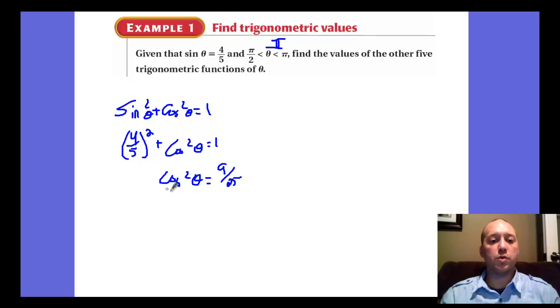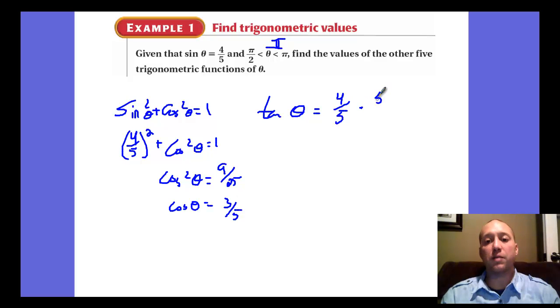I can square root both sides, so I find cosine of theta is equal to 3/5. And so I can use this ratio along with our sine to find our tangent. Our tangent value is just sine, which was 4/5, divided by cosine, which is the same as multiplying by the reciprocal. And multiply those, you get 4/3. So I can just use my identities to evaluate that.